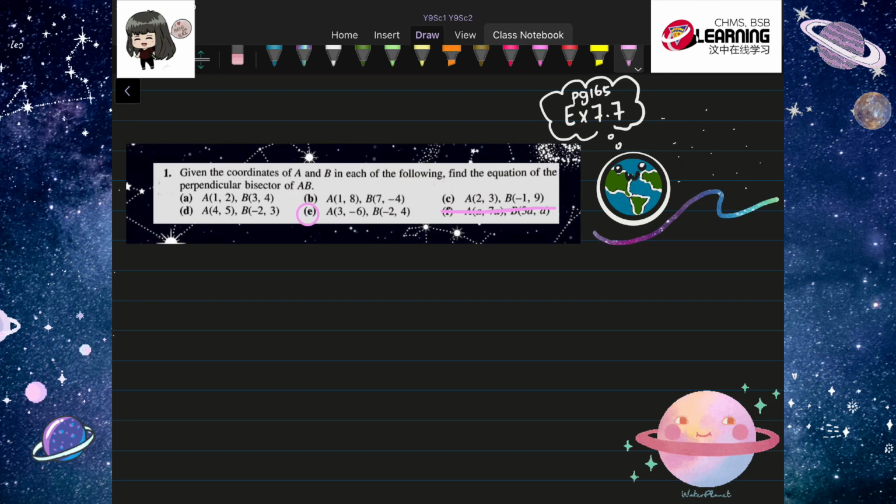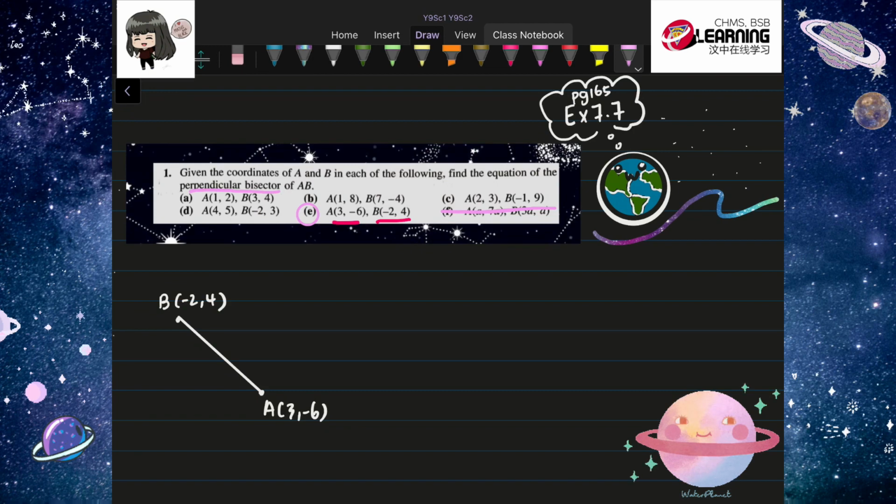Given the coordinates A and B, you are given two coordinates. I'm going to use E. So you have A and B here. If I were to plot a graph, just a draft, no need to be very accurate because I just want you to know the idea of perpendicular bisector. So this is a line AB, and you want to find the equation of the perpendicular bisector.